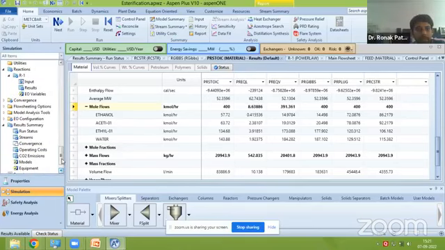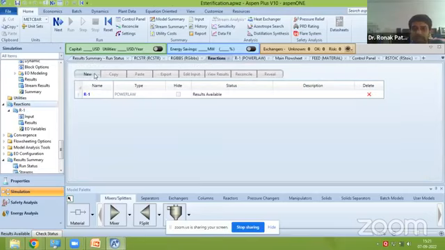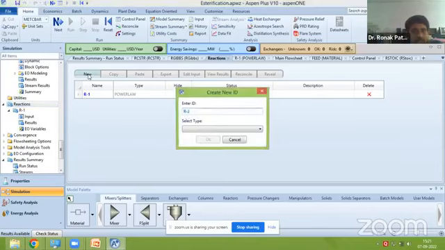Okay, so I will be taking this reaction set. I will take one dummy set. Just starting with a new one. Hope you can see my screen. Yes, it's visible. So here I am creating a new set.